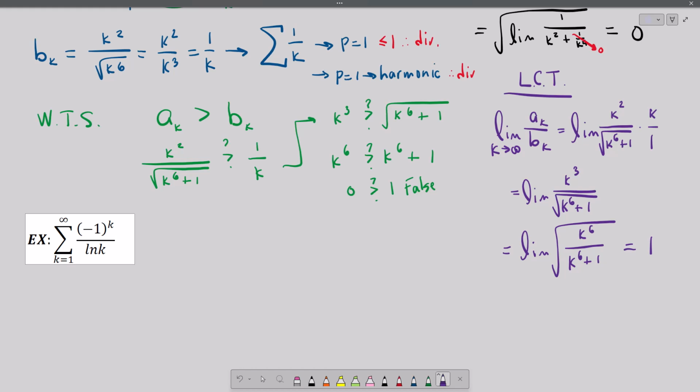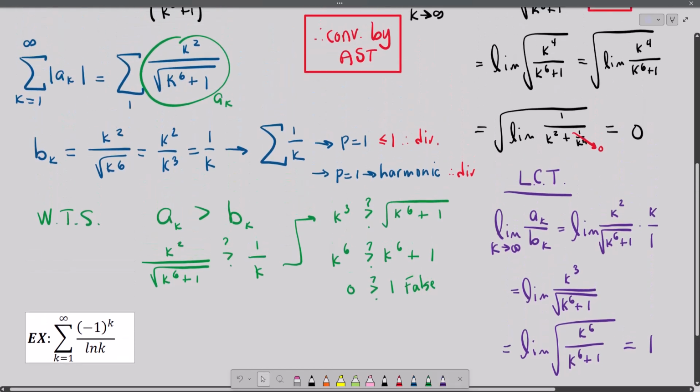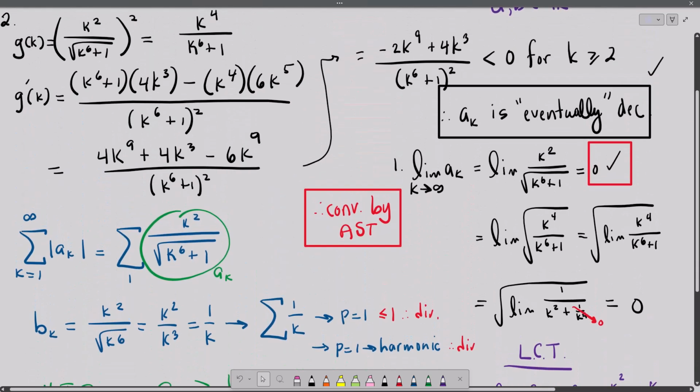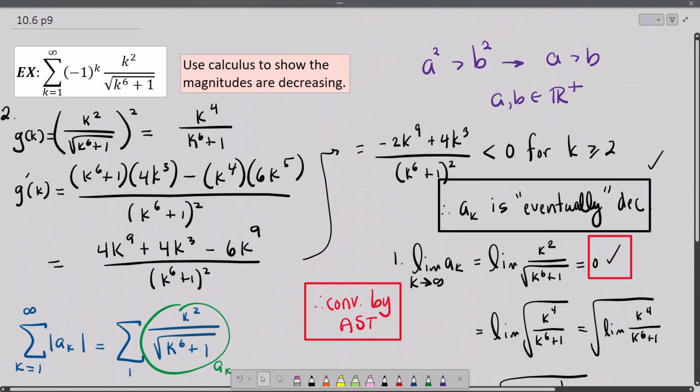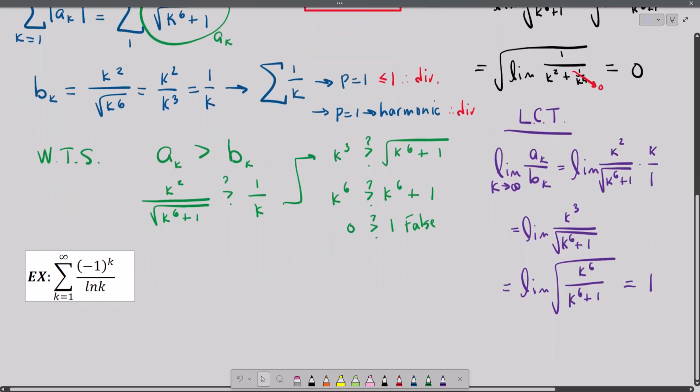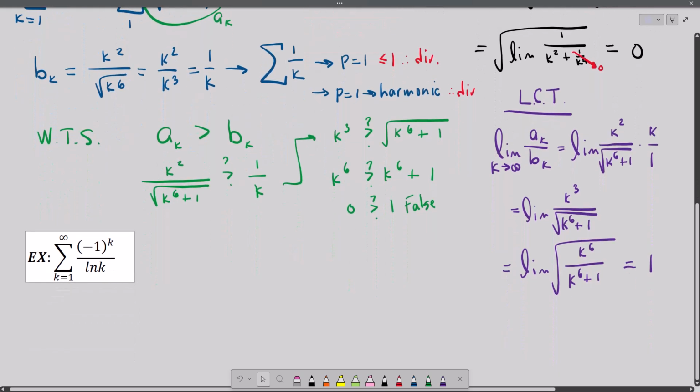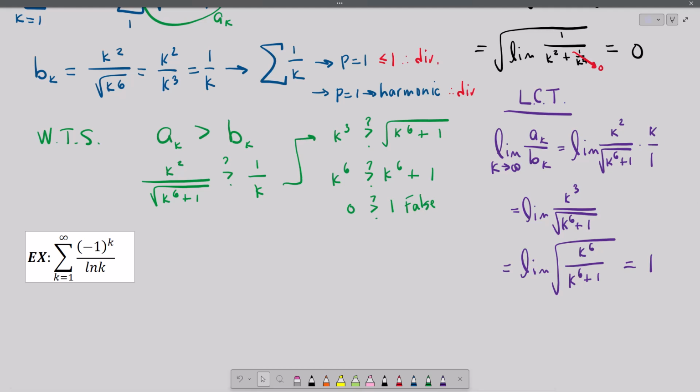So now we need to know, the most important thing with all these tests, we get all these numbers. We get a p-value of 1. What does it mean? The other one, we got an r value. What does it mean? Here we get this limit for the limit comparison test. What does it mean? It's in the set of all positive reals, so it converges.